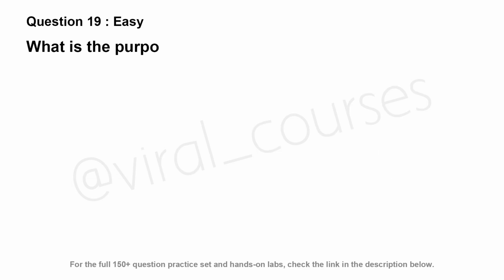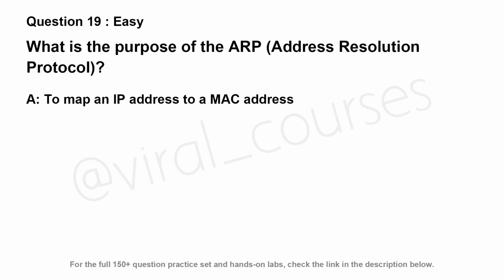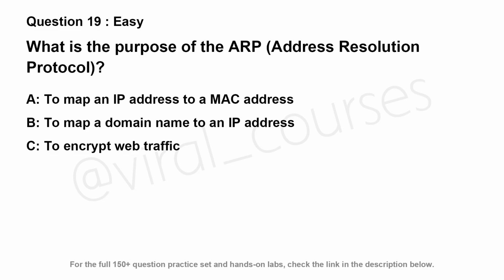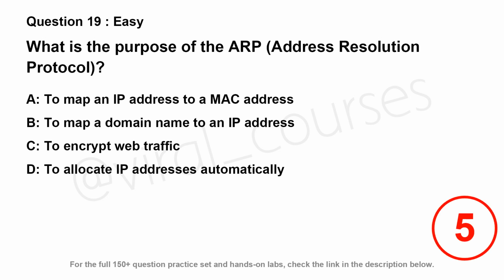What is the purpose of ARP, the Address Resolution Protocol? Option A, to map an IP address to a MAC address. Option B, to map a domain name to an IP address. Option C, to encrypt web traffic. Option D, to allocate IP addresses automatically.